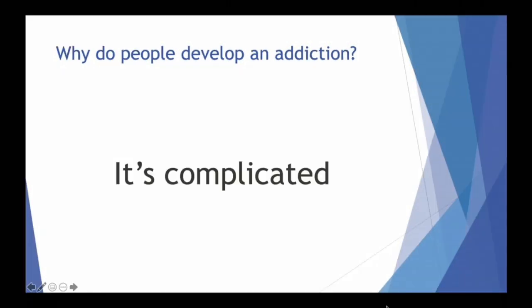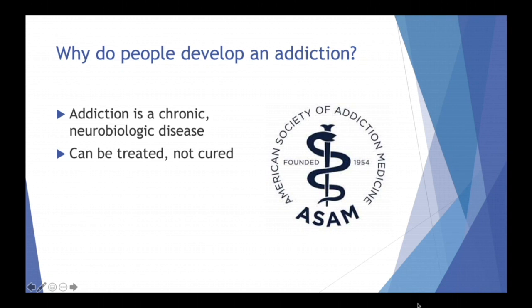Well, it's complicated. According to the American Society of Addiction Medicine, addiction is a primary, chronic, neurobiologic disease with genetic, psychosocial, and environmental factors influencing its development and manifestation. Just like other chronic diseases, it can be treated but not cured.